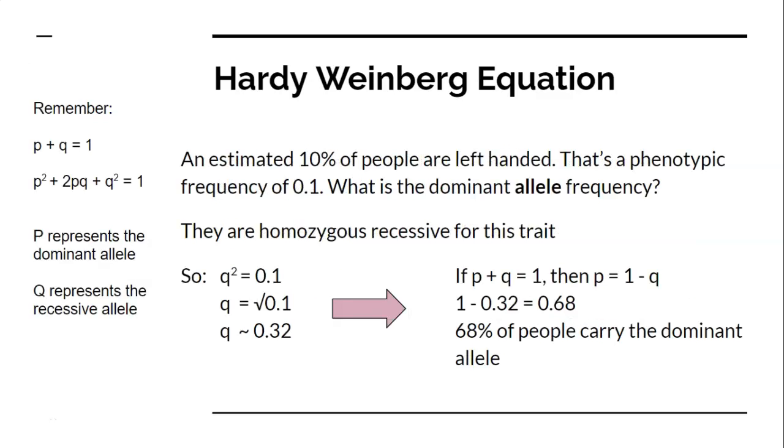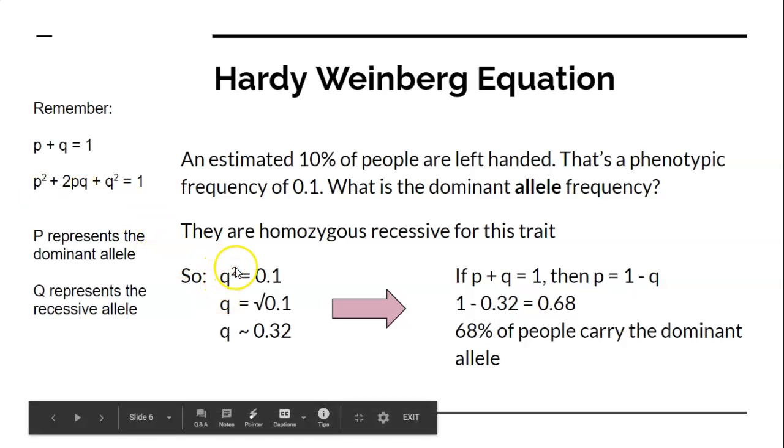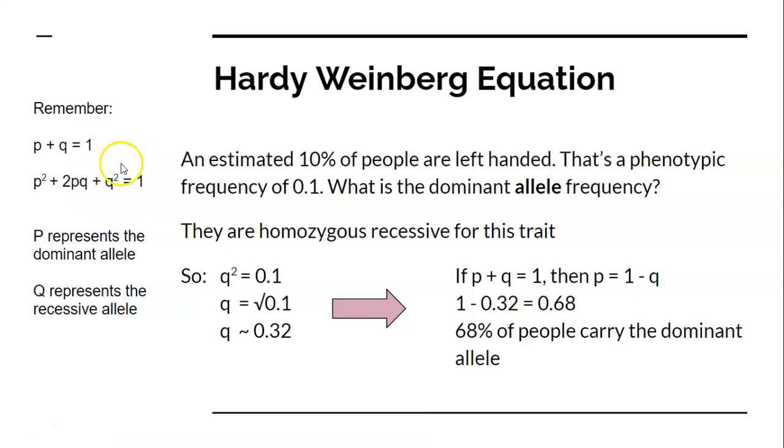If an estimated 10% of people are left-handed, that's a phenotypic frequency of 0.1. Now we want to figure out what the dominant allele frequency is. Left-handed people are homozygous recessive for this trait. What that means is Q squared, this number in our formula, is 0.1. So you have to take the square root of that, which is about 0.32.